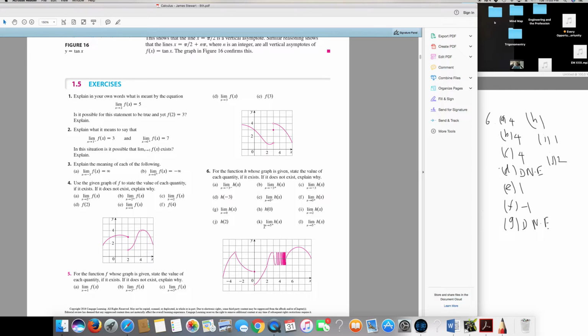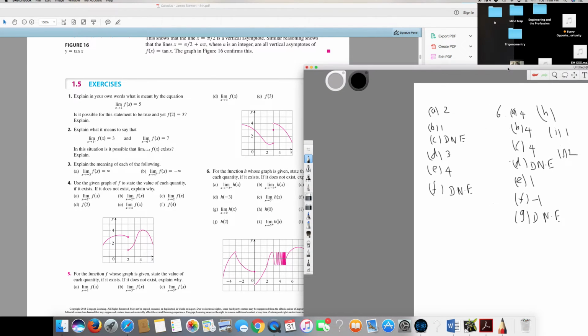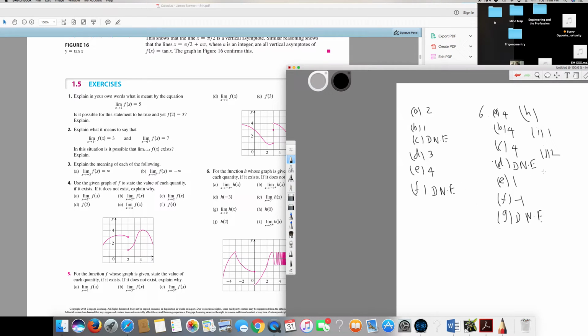Limit of h of x as x approaches 5 from the right side. When it approaches 5 from the right side, oh my god, there are so many complicated things right here. So we say it does not exist, because with so many things going on right here, we couldn't find this exact point. So we have to write does not exist.